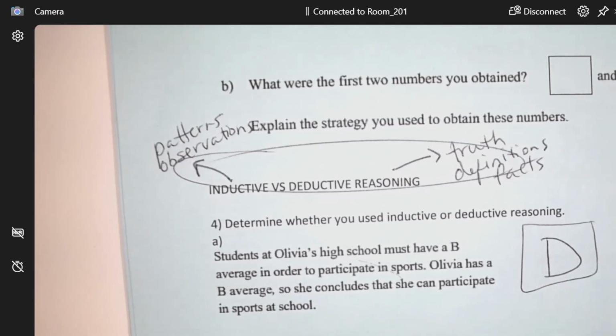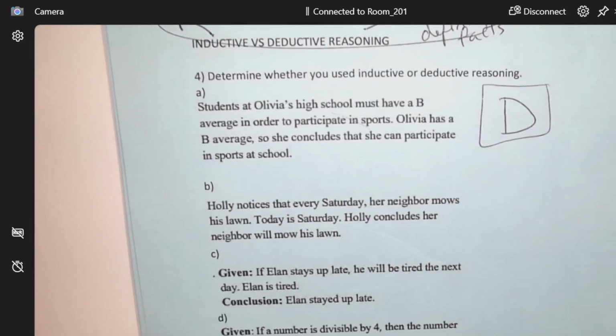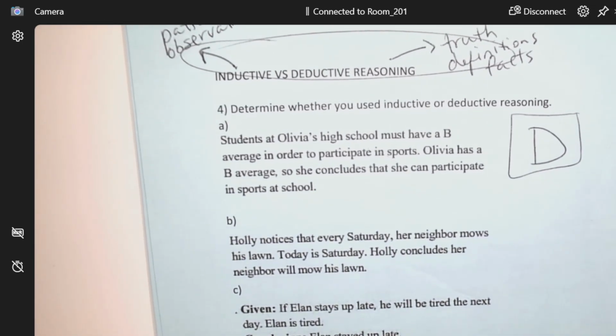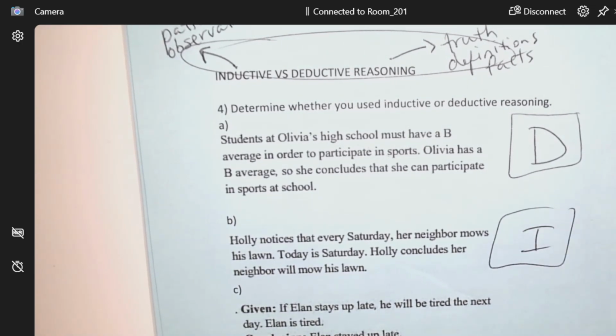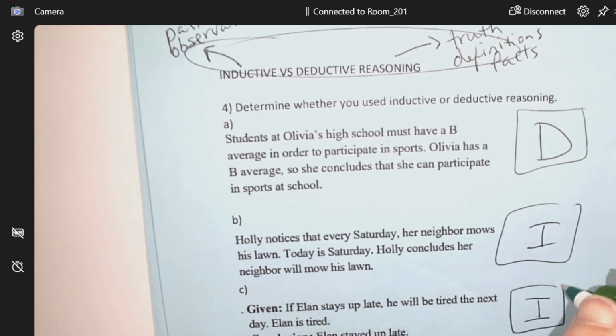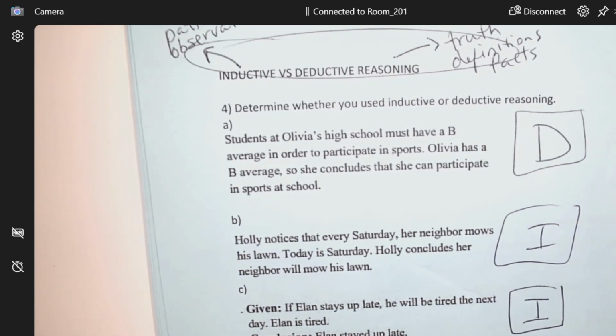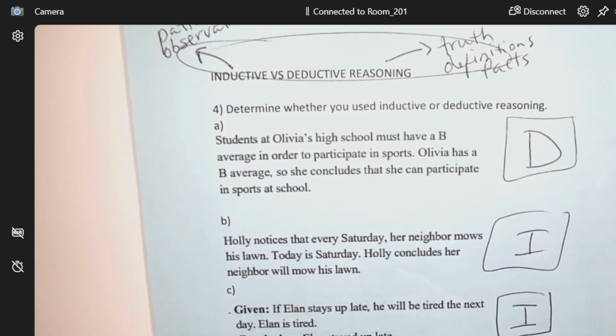Holly notices that every Saturday her neighbor mows the lawn and today is Saturday, therefore the neighbor is going to mow the lawn. Inductive, observations and patterns. If Alon stays up late, he will be tired the next day. Alon is tired, therefore Alon stayed up late. That is inductive. That is bad logic. What's wrong with that? That's not really good logic because there could be other reasons to be tired, right?